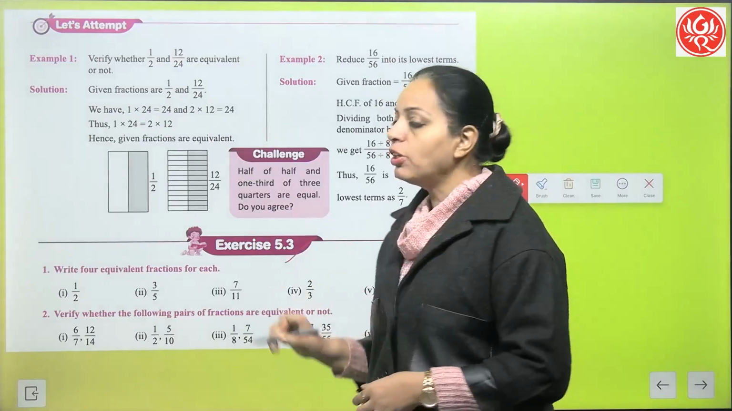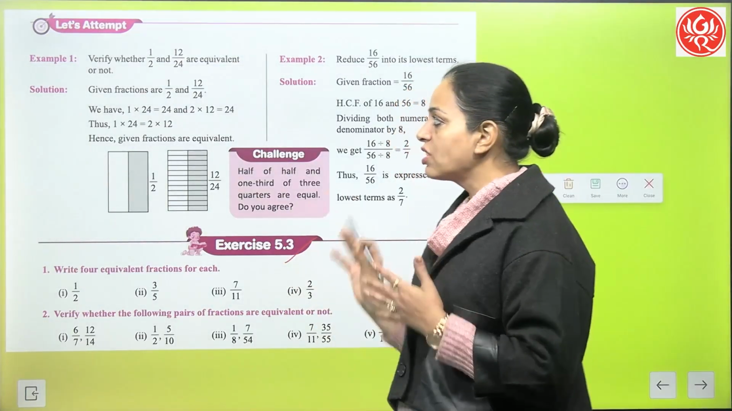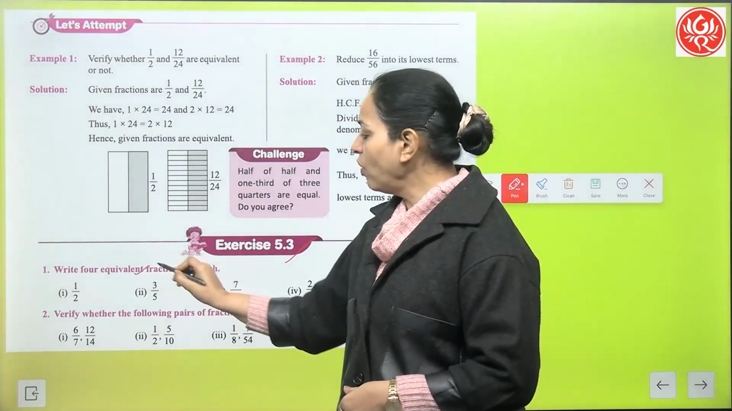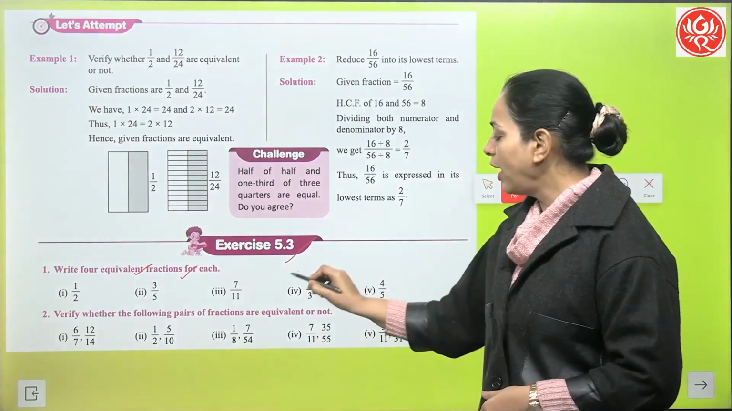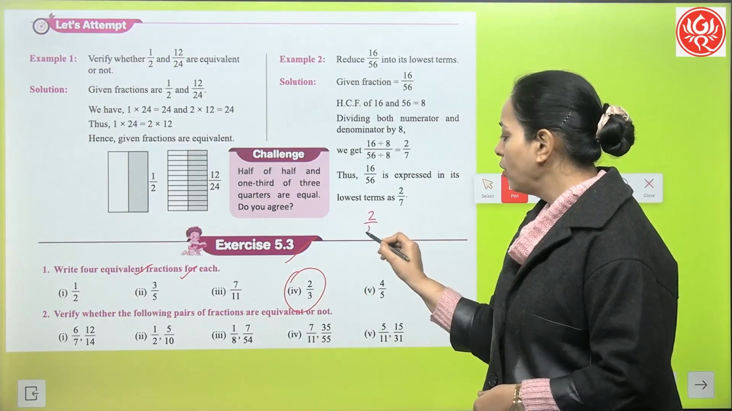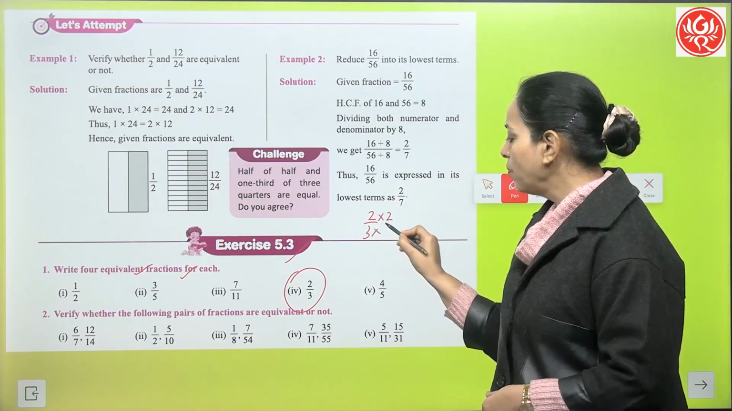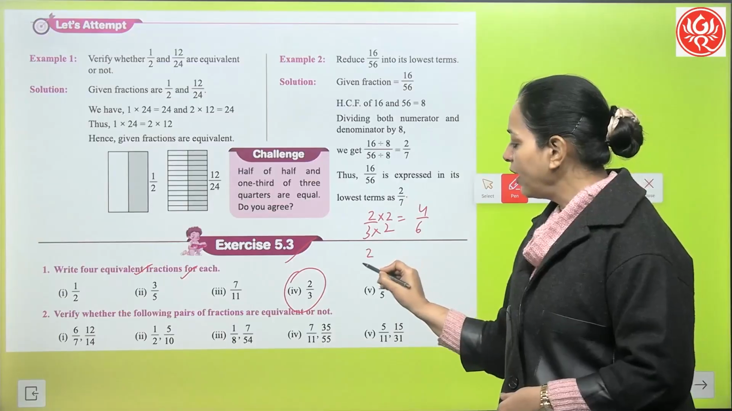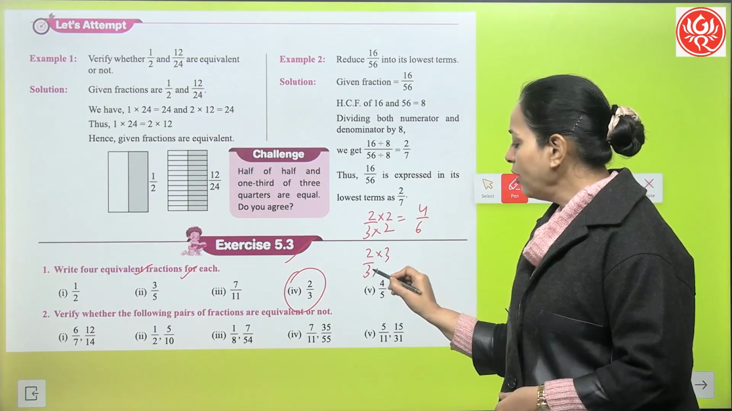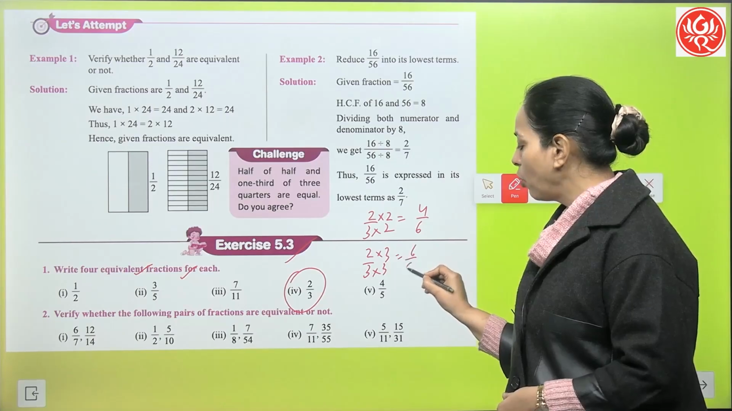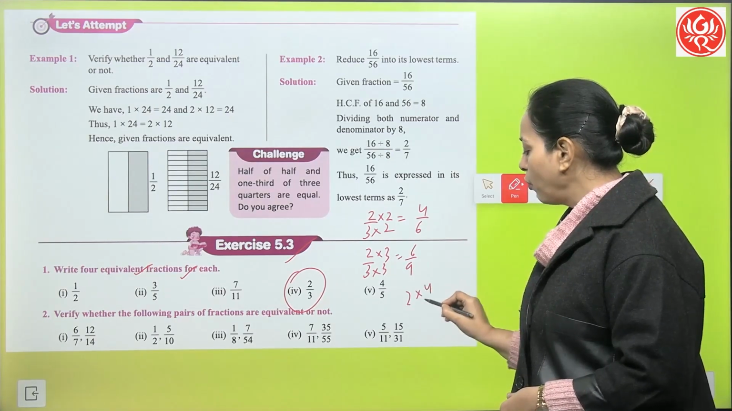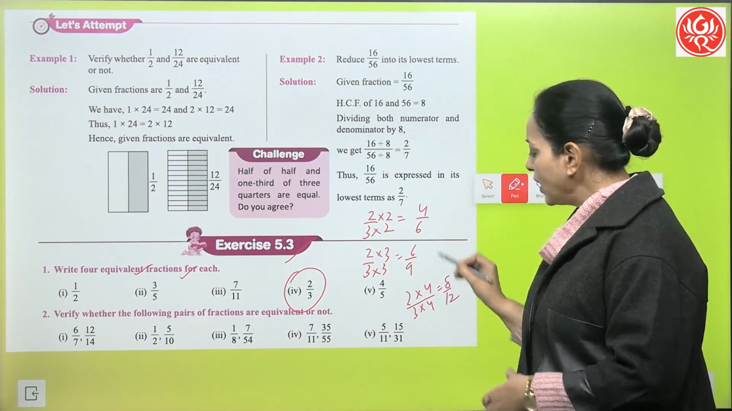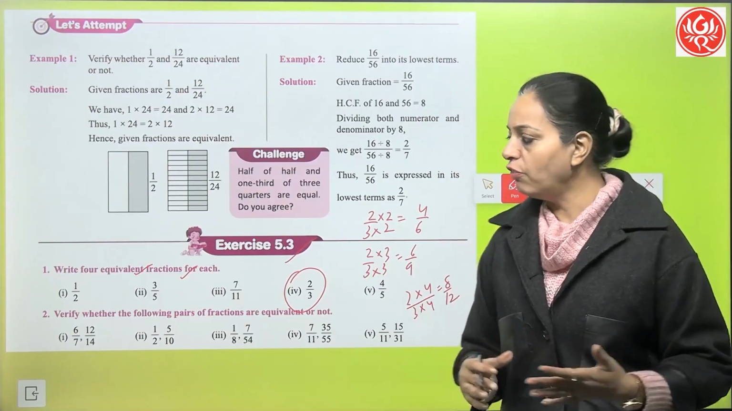Okay, now we are coming to exercise 5.3 based on such type of examples. See, question number 1. Write 4 equivalent fractions for each. Like the first part, 2 upon 3. So what to do? First of all multiply by 2, so 4 by 6. Now what will we do? Multiply by 3, 6 upon 9, then multiply by 4, 8 upon 12. So in this way we can find so many fractions.